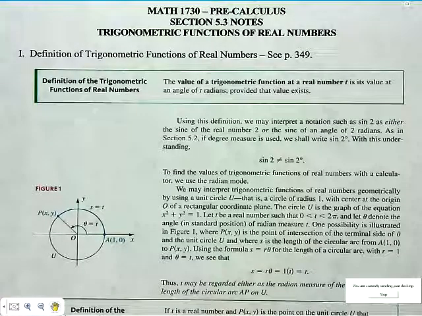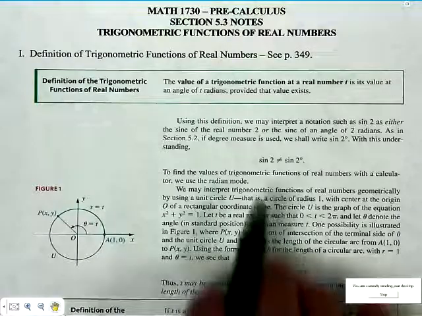Now, this definition just extends our understanding of trig functions to not only triangles and not only angles in the Cartesian coordinate system, but just trigonometric functions of any real number.